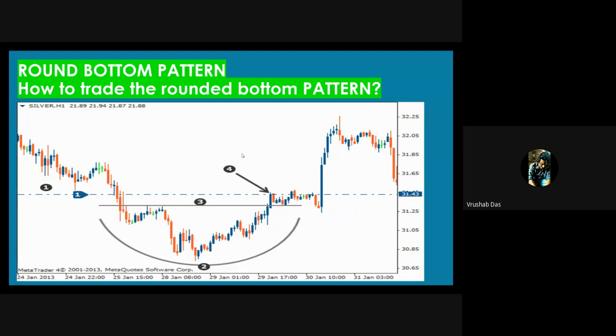This is where the long traders can enter the market. The first is a downtrend, the second is the rounded bottom, the third is the neckline, and after that the close of a candle that breaks the neckline. And after that we talk about the long entry.